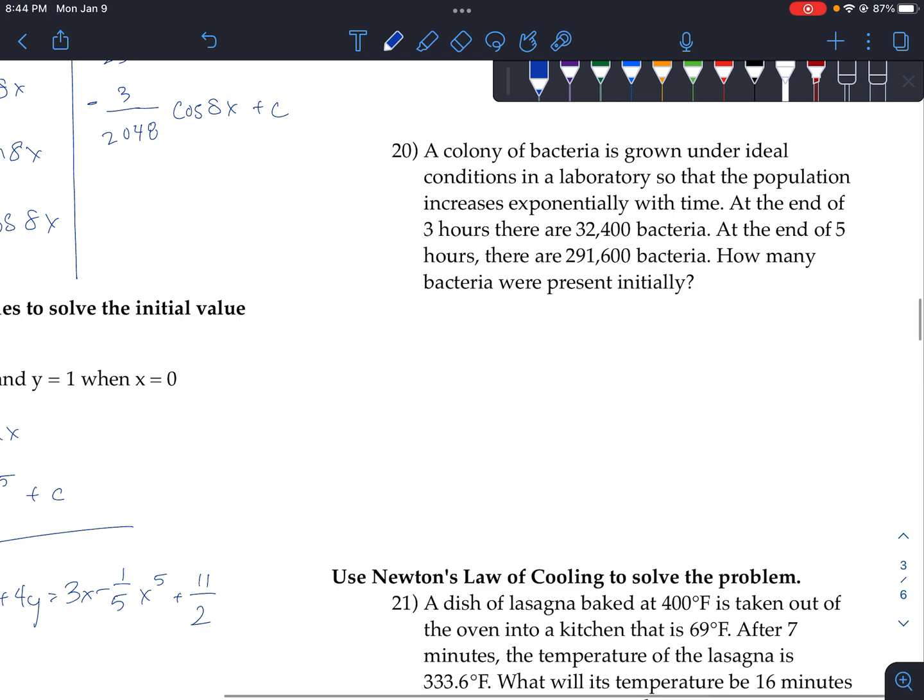Alright, a colony of bacteria is grown under ideal conditions in a laboratory so that the population increases exponentially with time. At the end of 3 hours, there are 32,400 bacteria. At the end of 5 hours, there are 291,600 bacteria. How many bacteria were present initially? Looks like we're going to have to use 2 equations here.